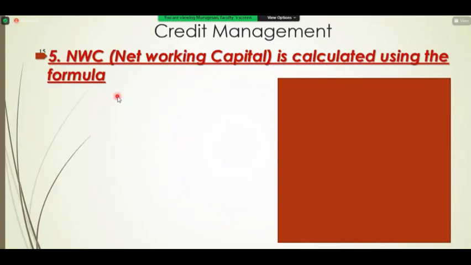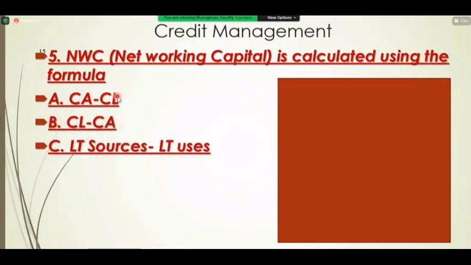What is NWC? Even in a dream, you don't forget CA minus CL. CA minus CL or CL minus CA, they will teach you. Or LT sources minus LT uses, or LT uses minus LT sources. Now you have to pick two answers. Both are correct. Which are correct? Can anyone tell how NWC is calculated? Because the balance sheet is tallying, NWC is also calculated two ways. Which one, madam? A and C, correct. Both will get the same answer: CA minus CL or LT sources minus LT uses. Not LT uses minus LT sources. Always LT sources would be more, LT uses would be less. Always current assets should be more, current liabilities should be less. Then only the unit is viable.